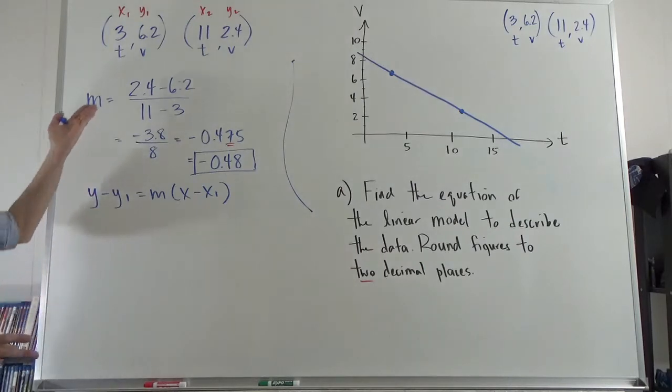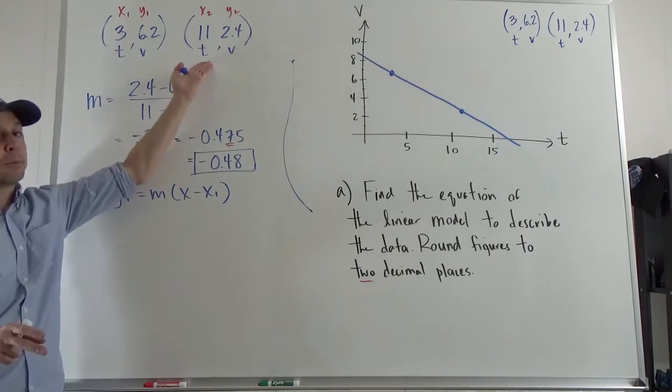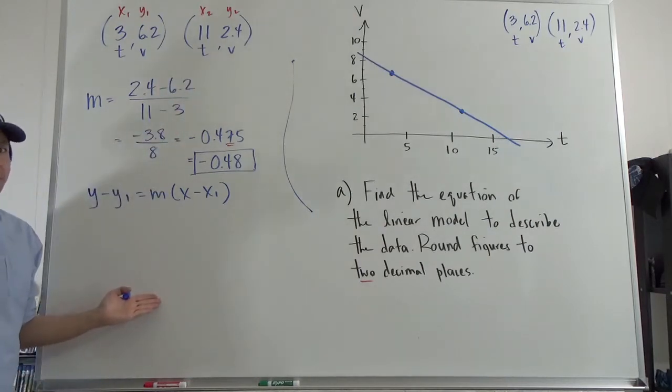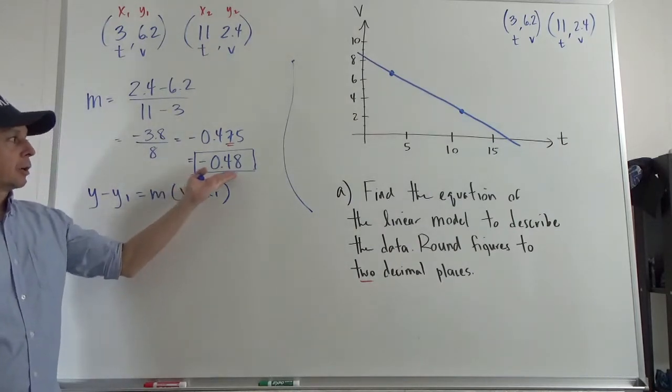Now, I have to prep you. If I use that point, I'm going to get one answer. And if I use that point, I might get a slightly different answer. They might not be exactly the same. They'll be very close. You should only be off by like 0.01. And it's because we're doing rounding.